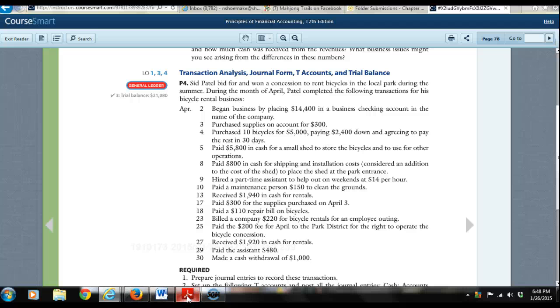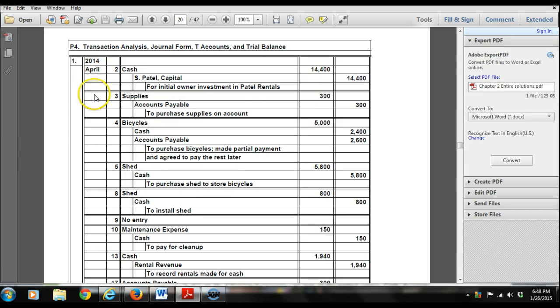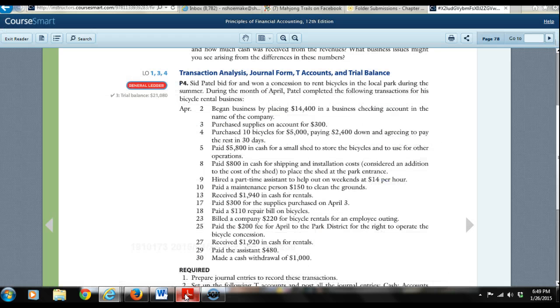And when it says it's on account, that means we didn't pay cash for it. It's on account, which means we owe them the money. So as you can see here, April 3rd, supplies, which is an asset, increased by $300. And our accounts payable, which is a liability account, also increased by $300. Remember, a liability has a normal credit balance. Assets have a normal debit balance. So our explanation shows to purchase supplies on account.